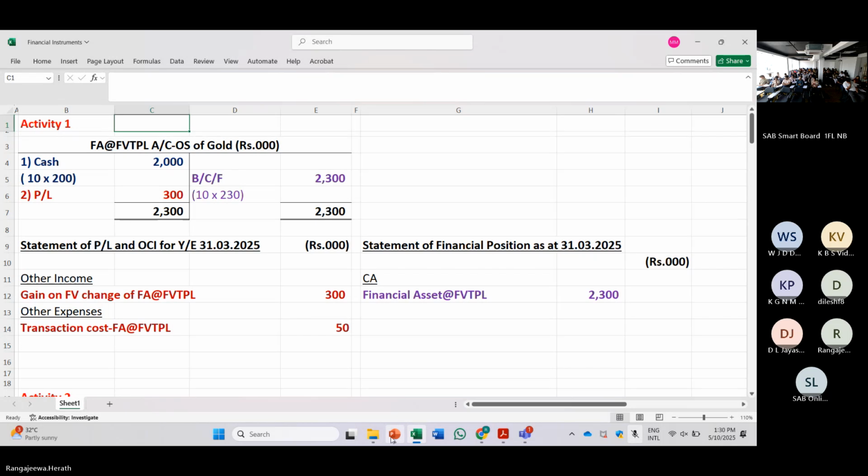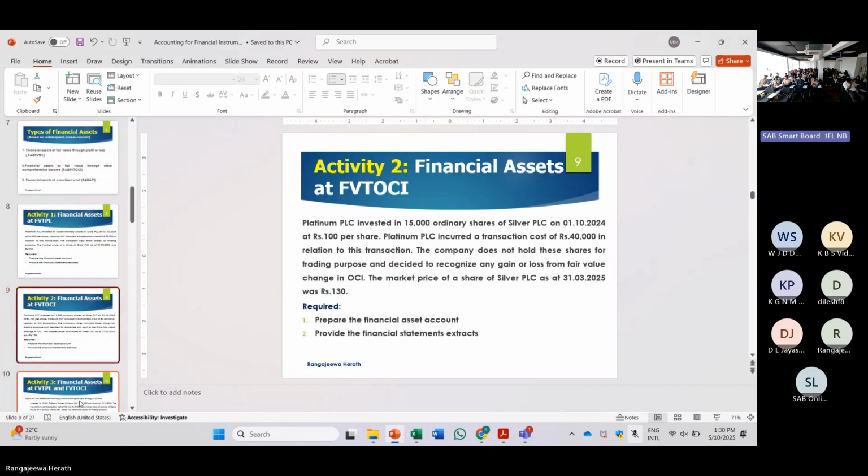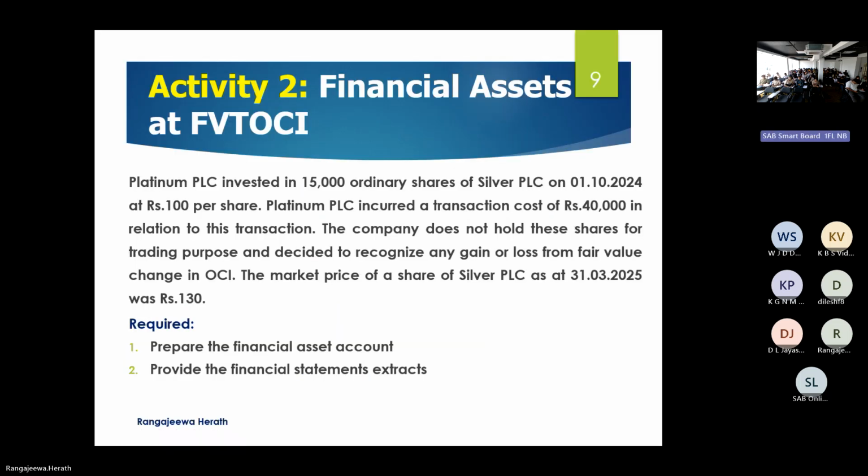So we have the next activity. Platinum PLC invested in 15,000 ordinary shares of Silver PLC at rupees 100 per share. Incurred transaction cost of 40,000. The company does not hold these shares for trading purposes and decides to recognize any gain or loss from fair value change in OCI.